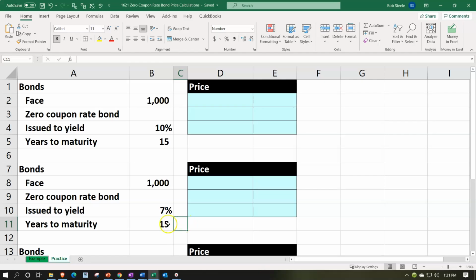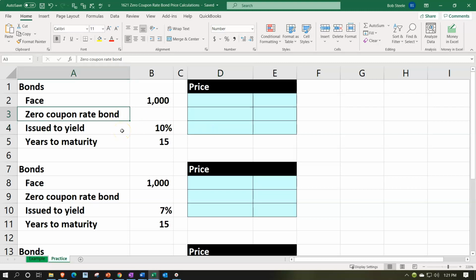Here we are in our Excel worksheet. If you have access to the Excel worksheet and would like to follow along, note that we are in the practice tab as opposed to the example tab, the example tab, in essence, being an answer key. Information on the left-hand side, we're going to populate into the blue area on the right-hand side, calculating the bond price again. However, this time, new thing, we have this zero coupon rate bond.